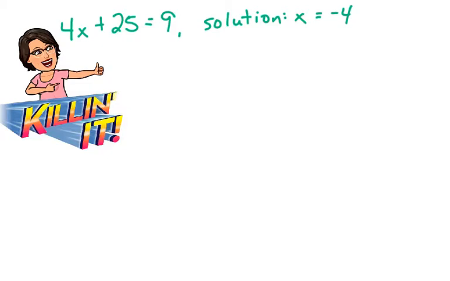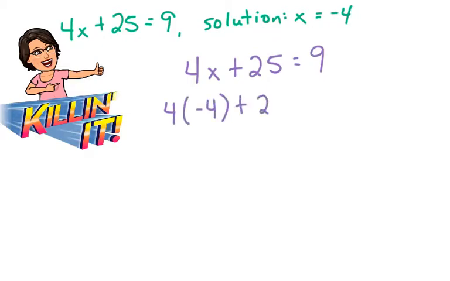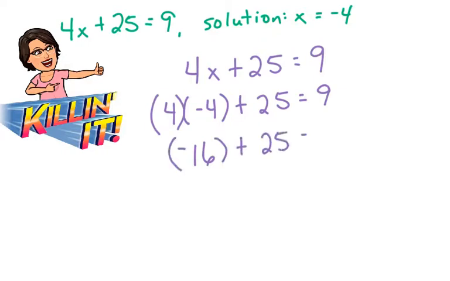All right, let's see what you got. Did it equal 9? Let's see. So we have 4x plus 25 equals 9. So we have 4 times -4 plus 25 equals 9. 4 times 4 is 16, and a positive times a negative is a negative. So we have -16 plus 25. So that's a positive 25, right?